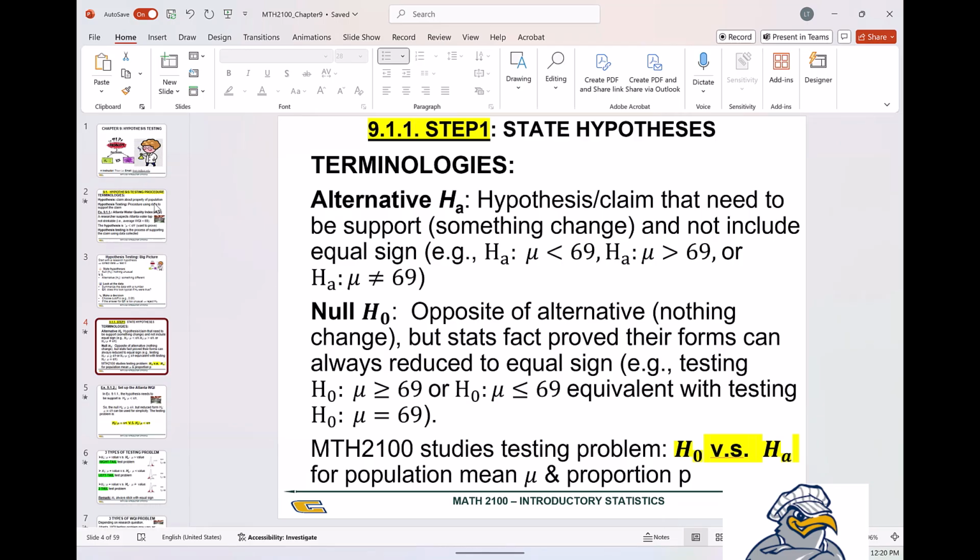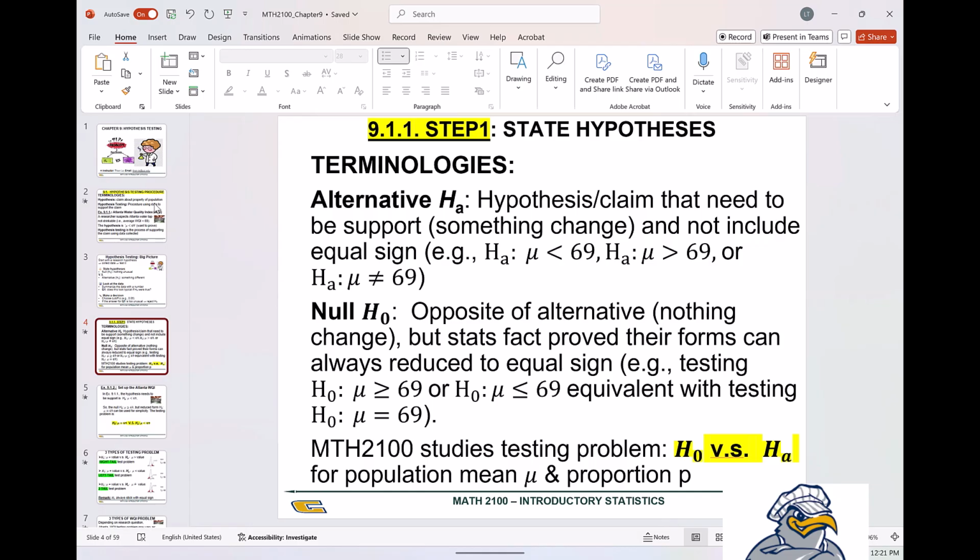So for example, like our Atlanta water quality index, we have mu less than 69, right? But maybe some other researcher may say, oh, it's safe, say mu bigger than 69. Some people just say, oh, I don't think it's 69, it might be something else. It's not equal to 69. So for our level, we look at the alternative H_A like that. It does not include the equal sign, which means something changed.